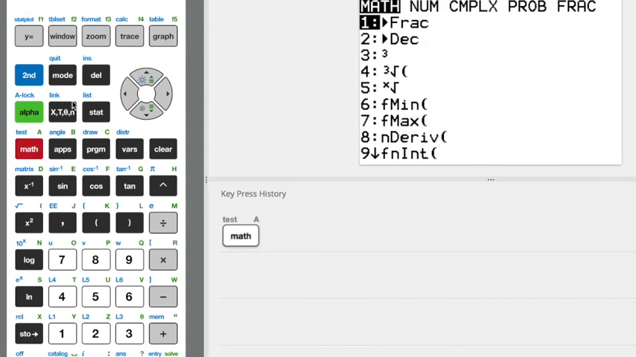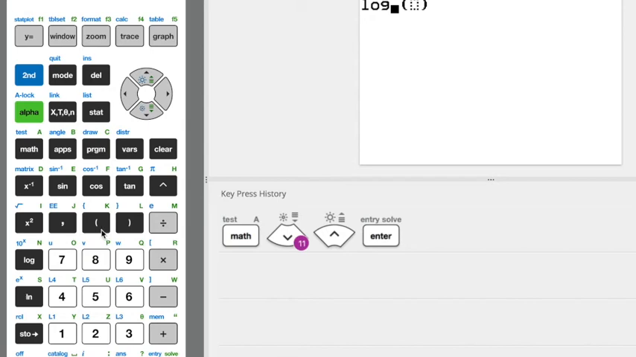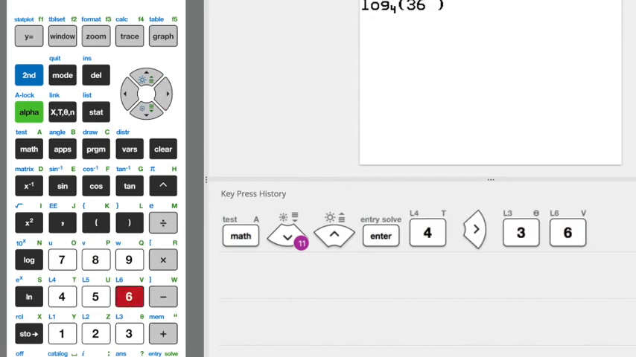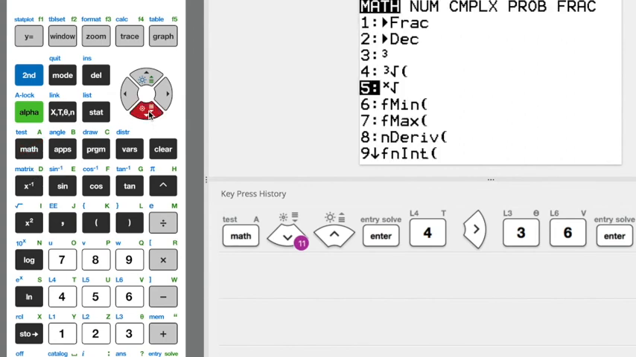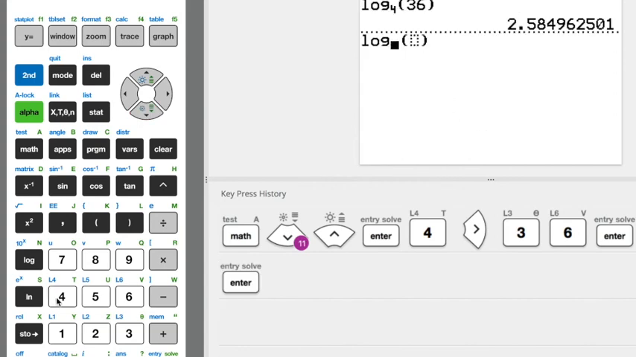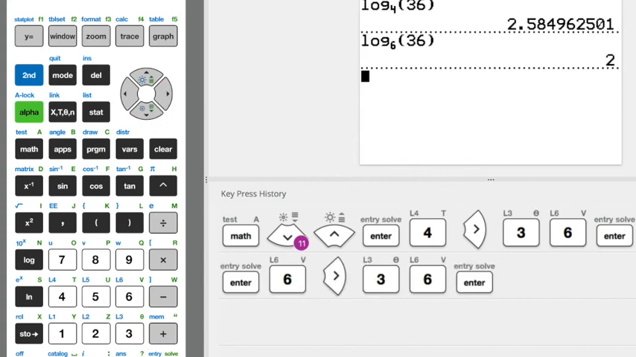Now you can also use your calculator to get to the right answer. We'll go to math. We'll scroll down to log base. And all we have to do is plug in each of these answer choices. We'll start with 4. And we'll see if this gives us 2. Gives us 2.58, so that is not the answer. We'll go back to math, go back down to log base, and then plug in 6, 36. There's our 2. This is our answer.